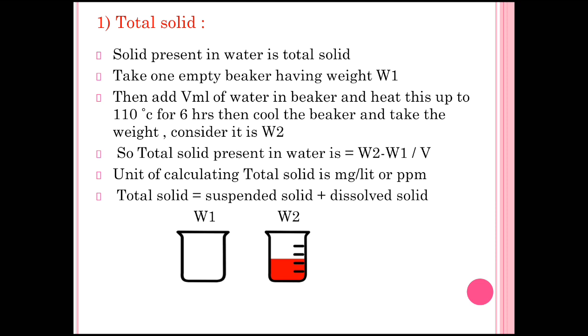So the total solid present in water is equal to (W2 minus W1) divided by V. We know that W2 is the weight of the beaker after heating, W1 is the weight of the empty beaker, and V is the volume of water taken in the beaker. The unit for the total solid present in water is ppm or milligram per liter. We know this is also the unit of turbidity, and this is one form of turbidity.